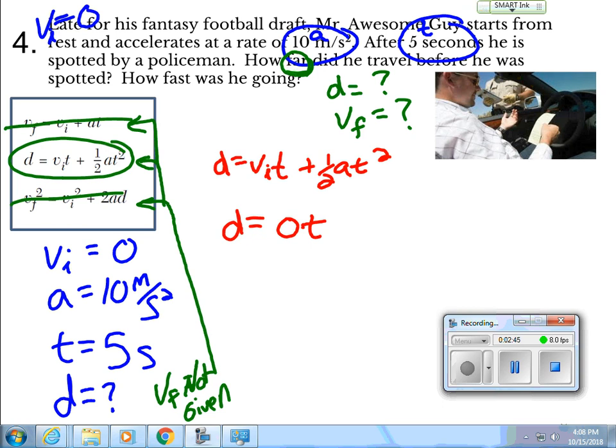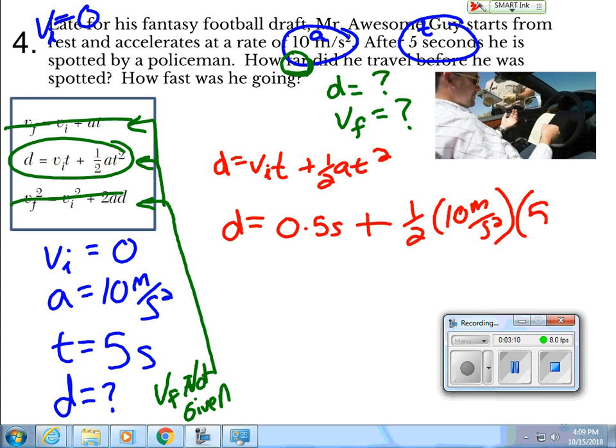Oh, actually, I'm sorry. I wanted to plug in 5 here, because I actually am given time. 5, not meters, so 5 seconds. Times 5 seconds plus 1/2 my 10 meters per second squared times my 5 seconds squared. And you don't want to forget that the squared goes into all parts, here and here.